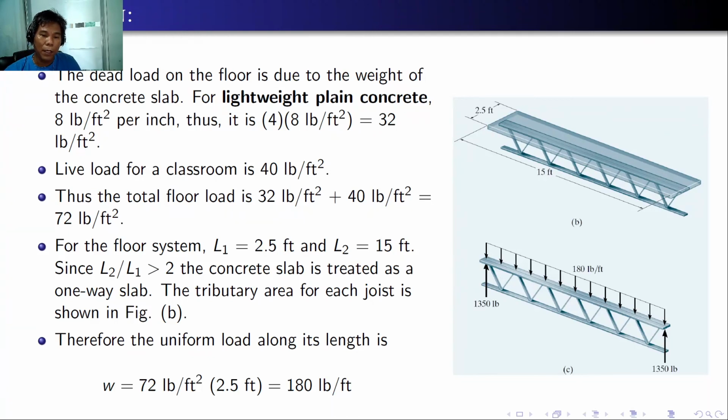For the floor systems, L1 is equal to 2.5 feet and L2 is 15 feet. Since L2 over L1 is greater than 2, the concrete slab is treated as a one-way slab, meaning the forces will be transferred in one direction, that is in the short direction. The tributary area for each joist can be shown on the right diagram. That is 2.5 feet as the tributary width times the length, which is 15 feet. Thus, the uniform load acting along its length is equal to 72 pounds per square foot times the tributary width of 2.5 feet. So w will become 180 pounds per foot.